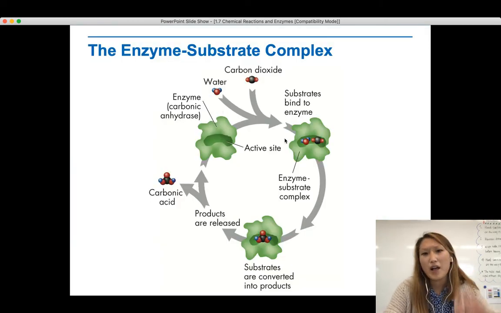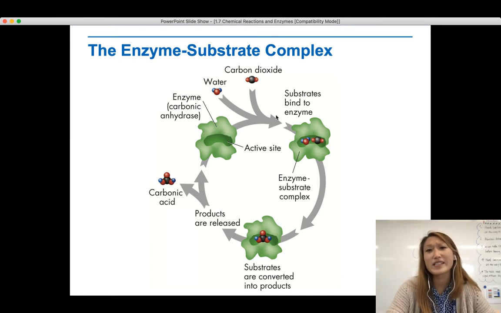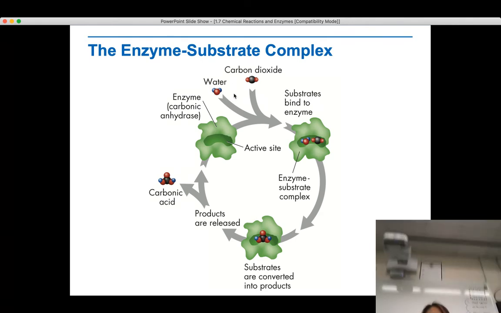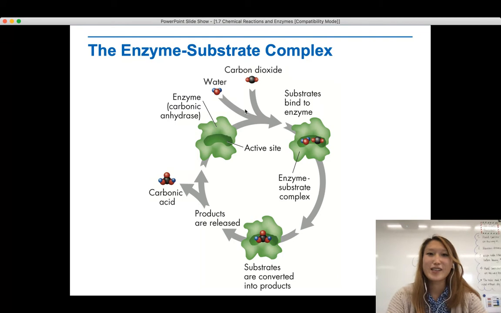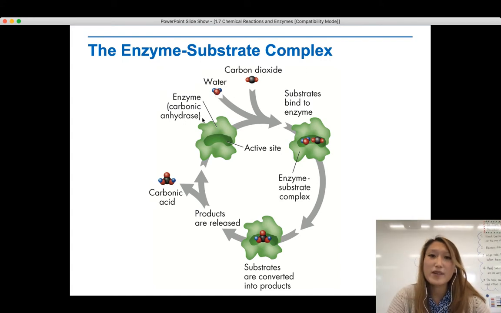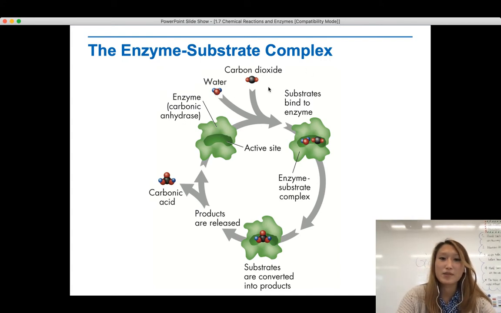All right, on this page, we have something called an enzyme substrate complex. This phrase seems a little complex, but it's really not that difficult, okay? So what we see over here, we have water and carbon dioxide. Those are all our substrates. So what exactly are substrates? Substrates are reactants. They're not just any reactant, they're reactants that will interact with enzymes and form products.